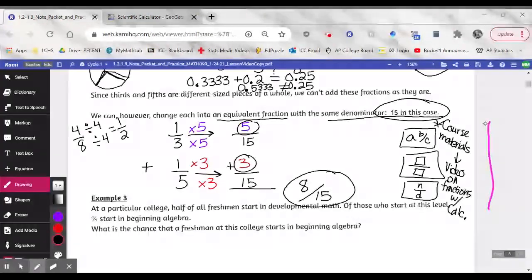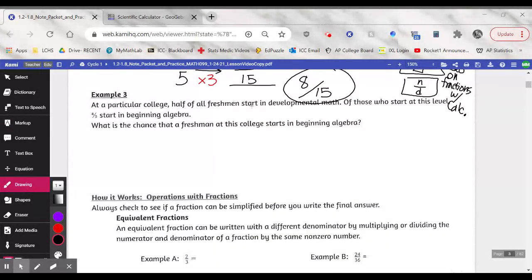Okay, looking at example 3. This one says in a particular college, half of all freshmen start in developmental math. Of those who start at this level, 4/5 start in beginning algebra. What is the chance that a freshman at this college starts in beginning algebra? So you're looking for 4/5 of 1/2.